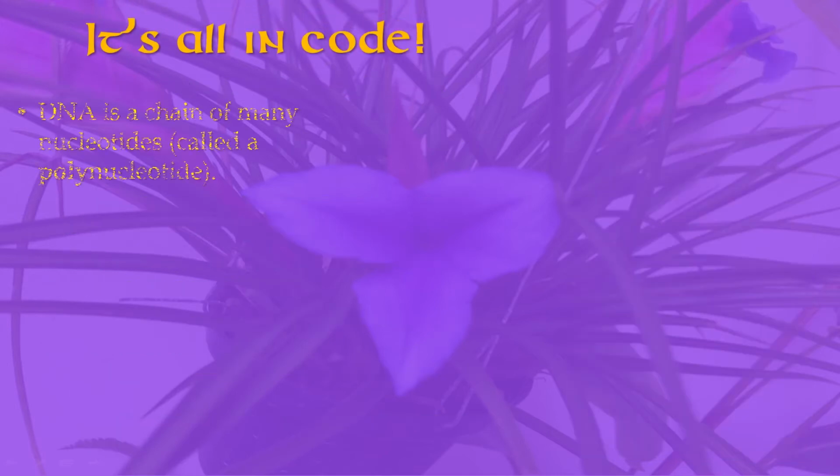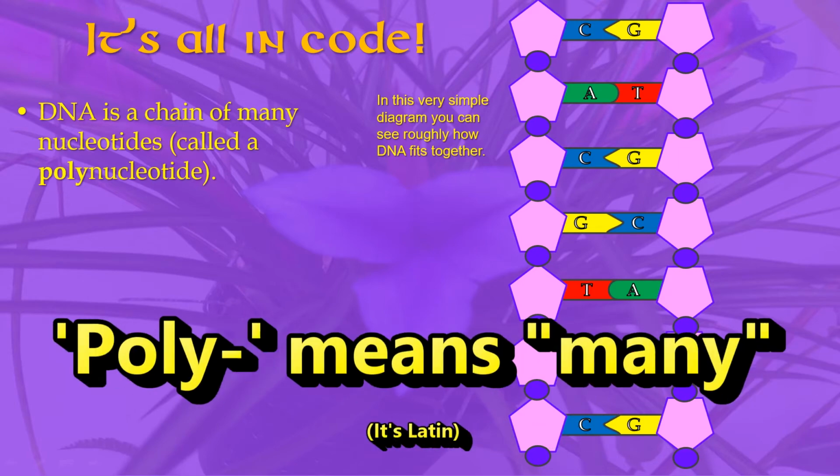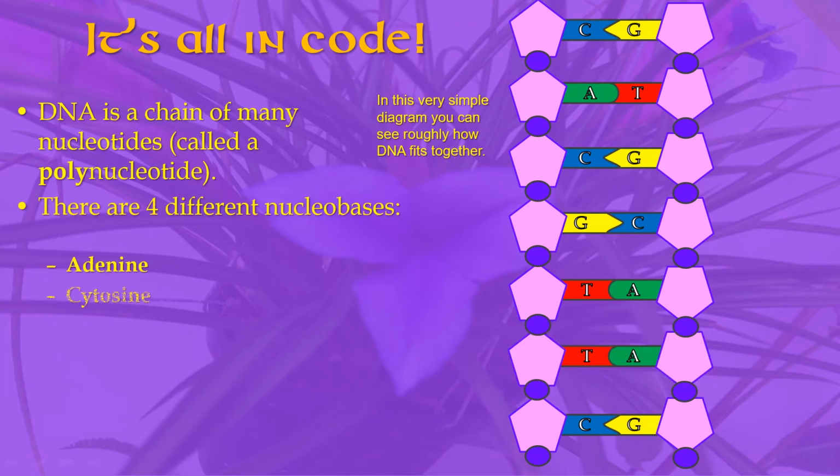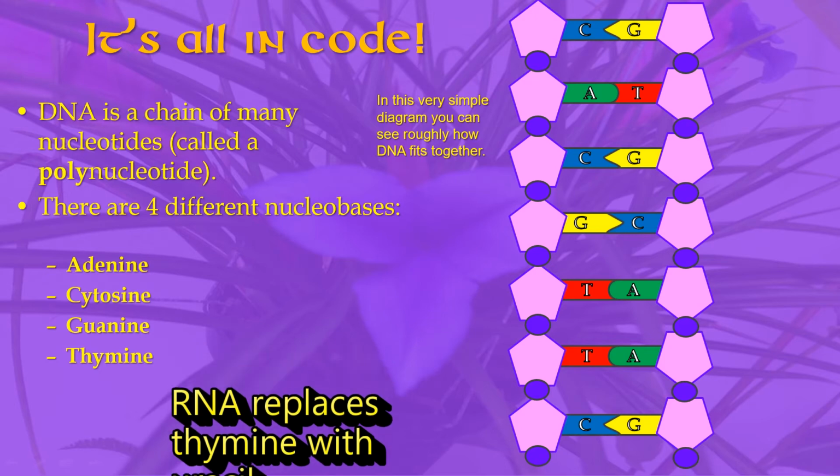If we unpack a molecule of DNA like this, we can line it up on a flat surface. On the outside you can see the chains of sugar phosphate molecules, and you can see the pairs of nucleotides in the middle, and we call this giant chain of molecules a polynucleotide. Poly is a prefix that means many. There are 4 different nucleotides: adenine, cytosine, guanine, and thymine, or uracil for RNA.